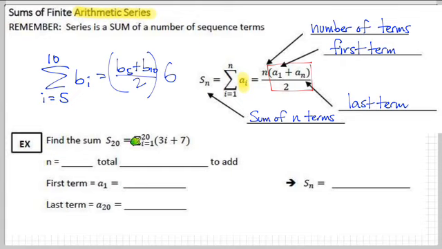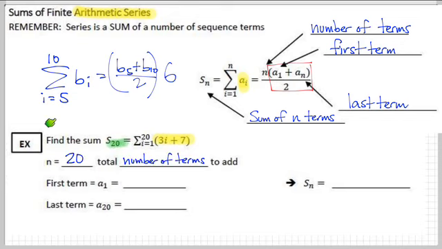So example here. This is an arithmetic sequence. First off, how do we know it's an arithmetic sequence? Well, an arithmetic sequence is linear. This looks like a linear equation. So we can use this formula here to add up the first 20 terms.